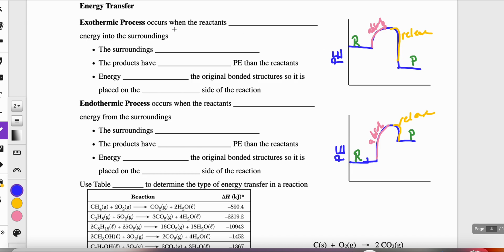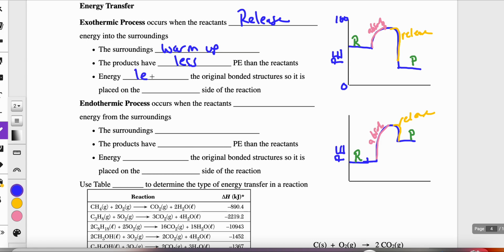So exothermic processes occur when the reactants release energy into the surroundings. And as a result, the surroundings warm up. And when you take a look at the platforms, if there was scaling on here to represent the number of joules, we would see that the products would strike the y-axis at a lower number, so the products will always have less potential energy stored than the reactants. And overall, we can just say that energy left the original bond.